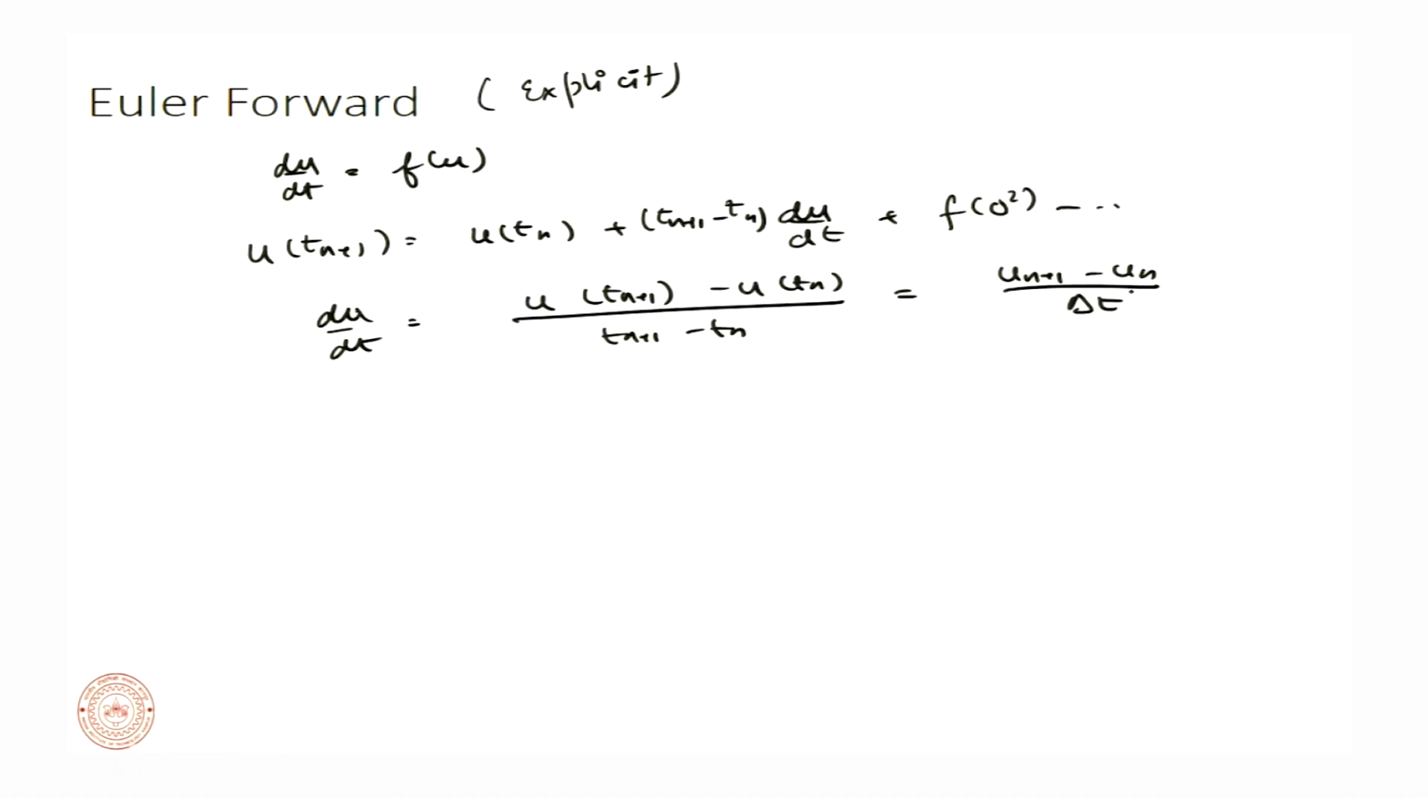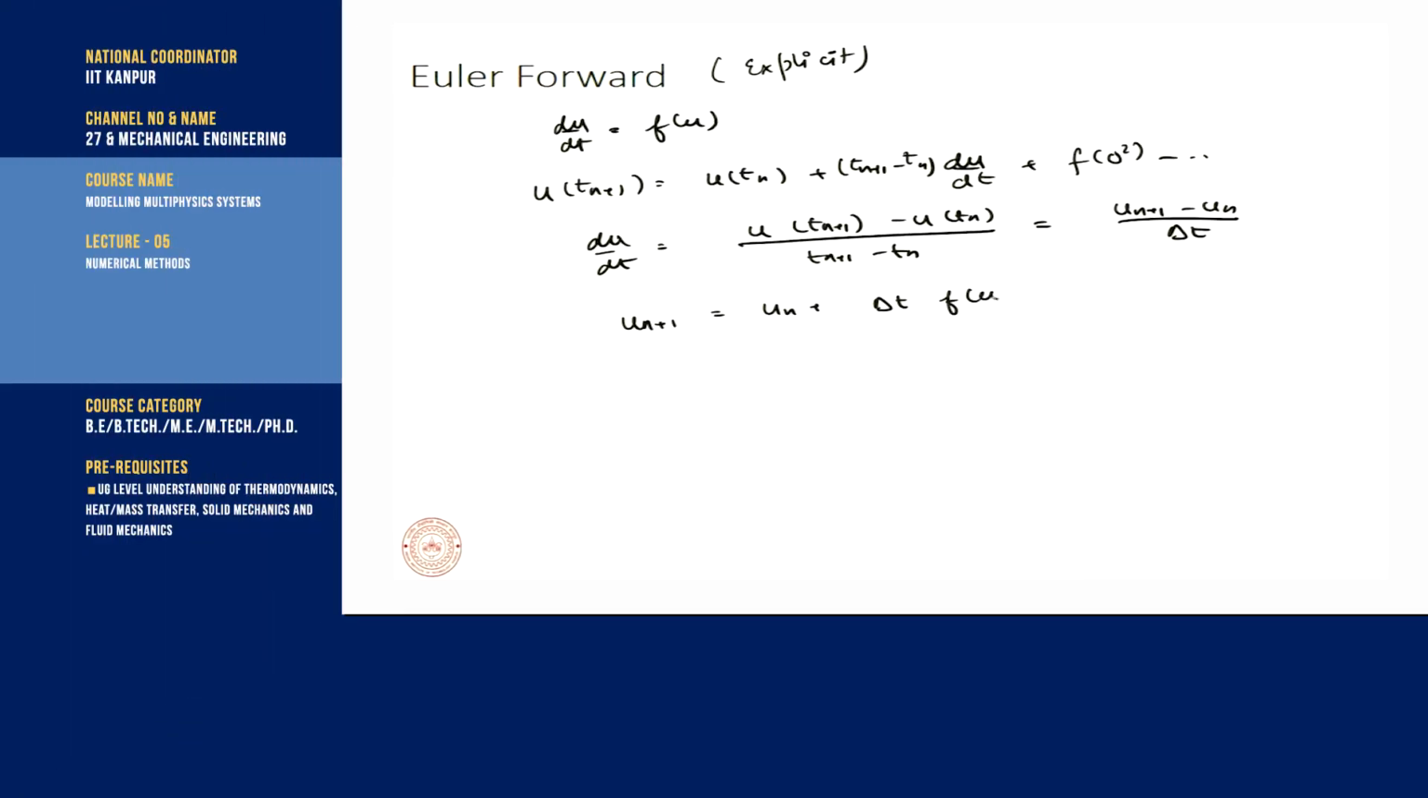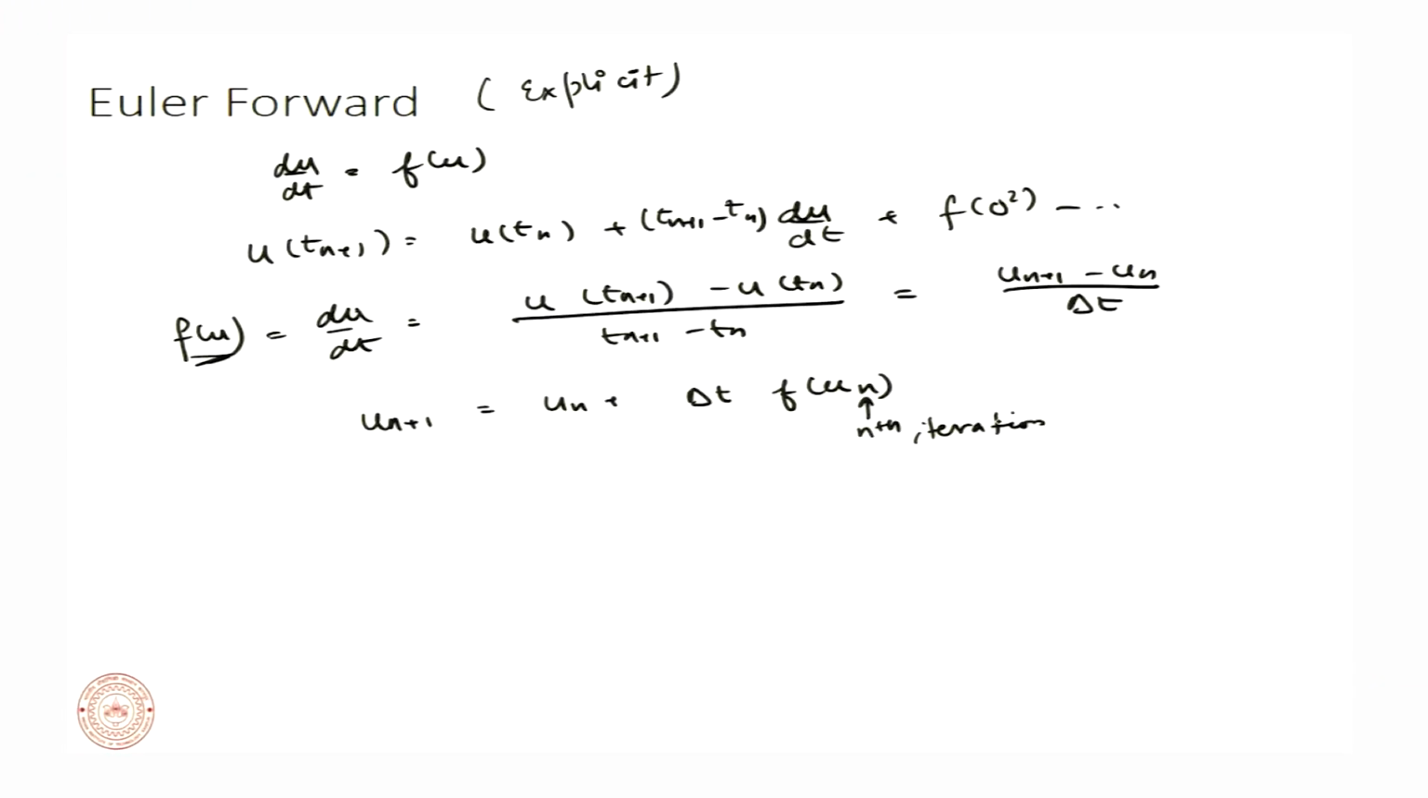All right. So this is our expression now. What we need to find out is our u_n plus 1 for the next iteration. So u_n plus 1 will be equal to u_n plus delta t times f of u_n. This is equal to f of u. So what we did is, for f of u, we took the nth iteration rather than the n plus 1th iteration, right. That is the difference between our implicit scheme and our explicit scheme.